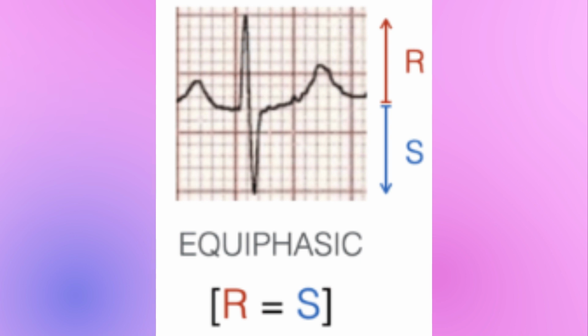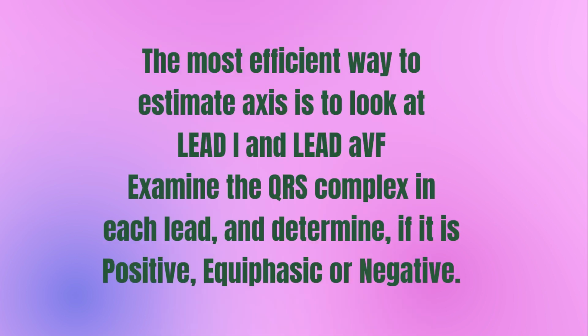It is mostly useful in identifying indeterminate axis, where lead 1, lead 2 and lead AVF show equiphasic QRS complexes. The most efficient way to estimate axis is to look at lead 1 and lead AVF. Then examine the QRS complex in each lead and determine if it is positive, equiphasic or negative.